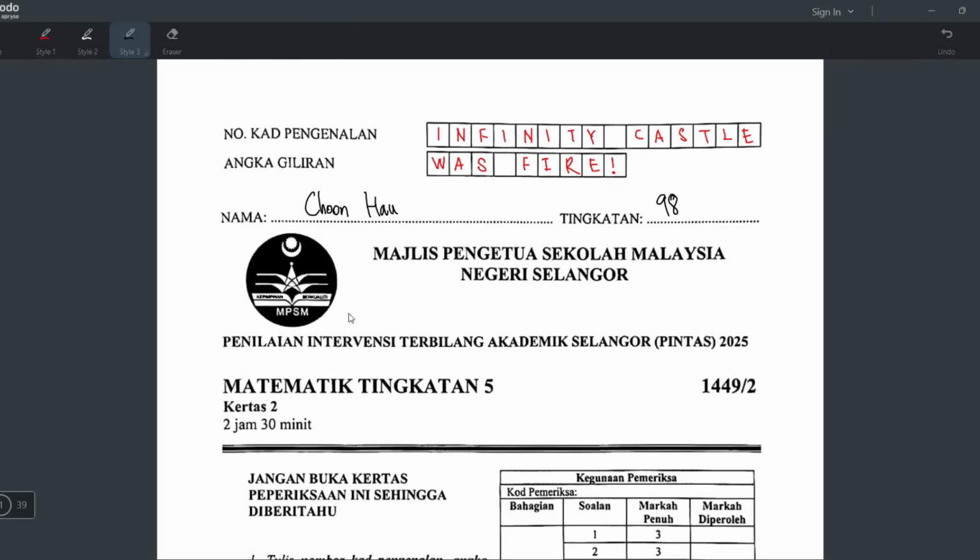Okay, this video I will do a maths paper. This is the Selangor maths trial for 2025. This is the paper 2. I already did the paper 1. So this video I'll be doing paper 2 lah.